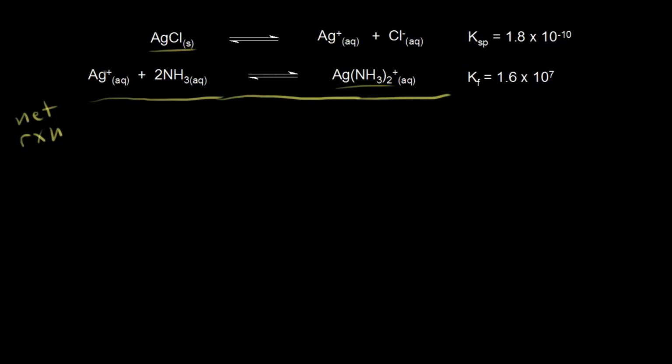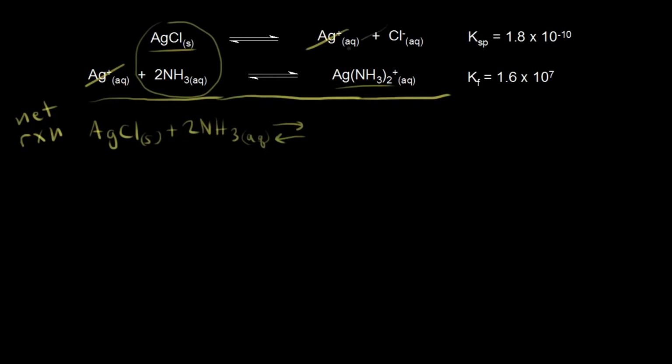We have silver cations on our reactant side and on our product side, so we can take those out. And so for our reactants, for our net reaction, we have solid silver chloride plus ammonia. And for our product side, we have our complex ion and our chloride anions, so Cl-. So that's the net reaction.